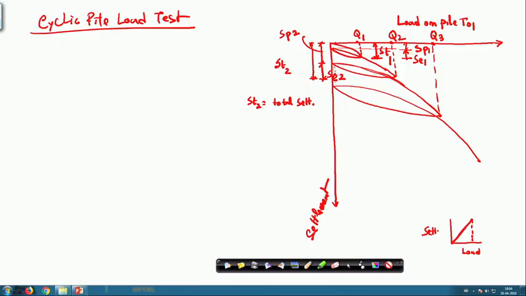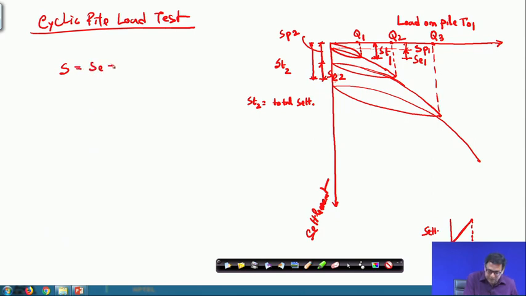You can see there is always a permanent deformation as you increase the load. Okay. So, that means here this portion of settlement is recovered, so it is elastic, and this portion of settlement is not recovered, which is plastic. Similarly, here this portion of settlement is recovered, which is elastic, and this portion of settlement is not recovered, which is plastic. So, I can write that the total settlement is SE plus SP.